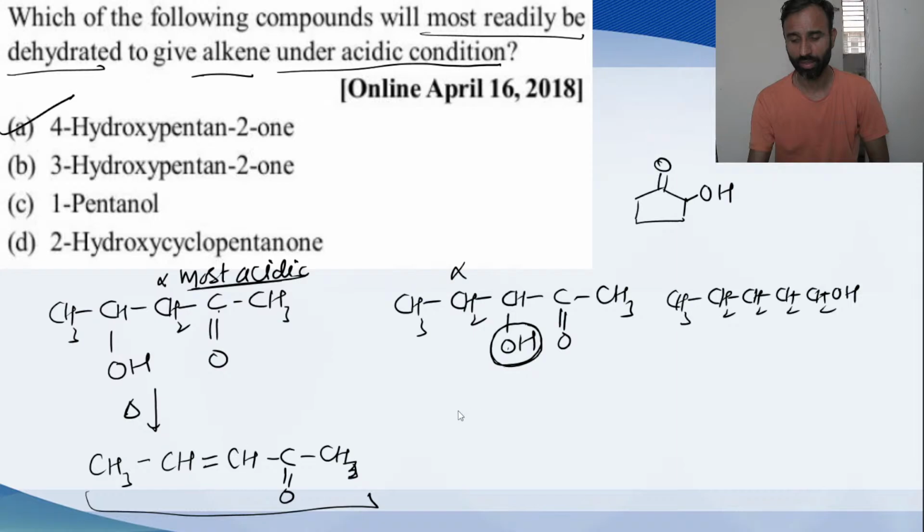In the second case, no doubt we will get the same product, but the hydrogen that should be removed is not as acidic as in 4-hydroxypentan-2-one, because in that case the hydrogen removed as H plus ion is most acidic because it is closer to CO.